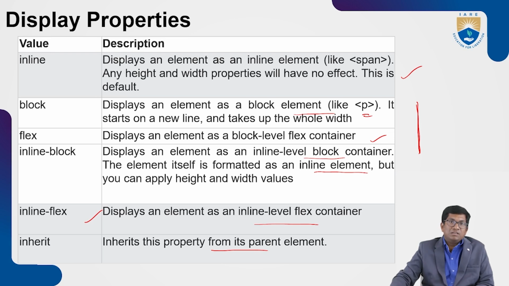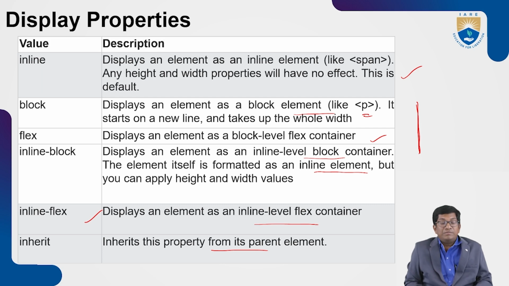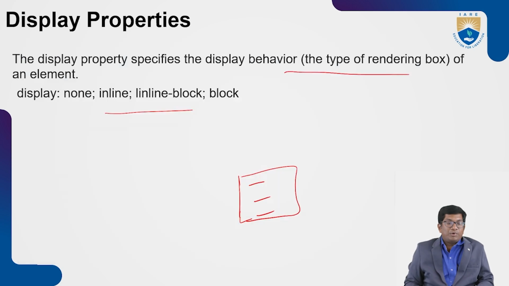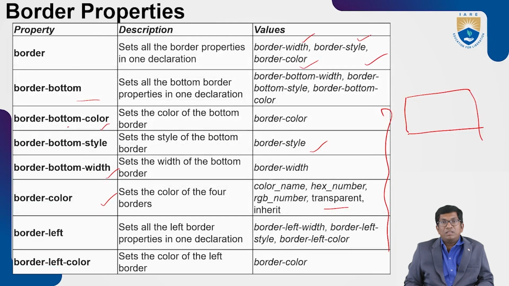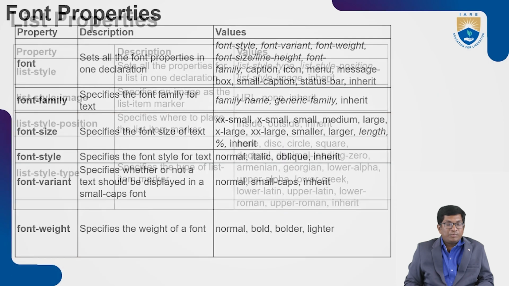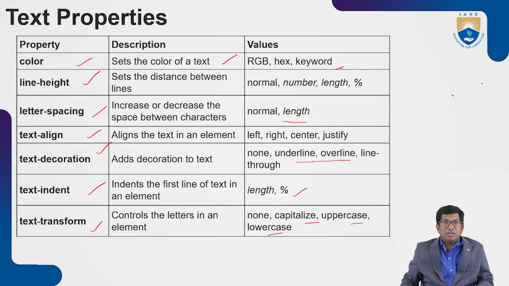We'll discuss a simple example, and we have already discussed the different properties: text properties, font properties, border properties, background image properties, display properties, list properties. We'll discuss a simple example.